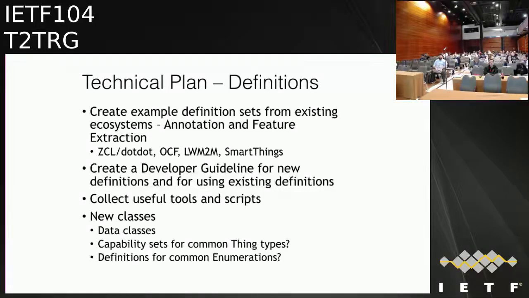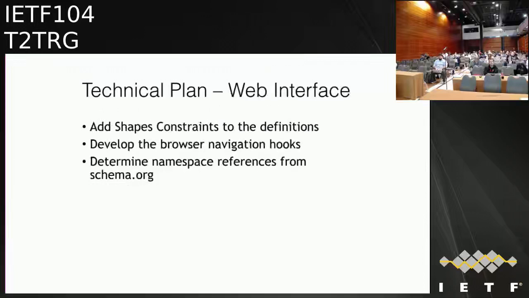Right, next slide, please. So yeah, building the web interface, we probably need to use shapes constraints and do some navigation, and then we need to figure out, if you go to schema.org, how do you get over to this other namespace and navigate these definitions? Is it one entry point or separate or whatever? We need to figure all that out. I think that's about it. There's probably one more slide.